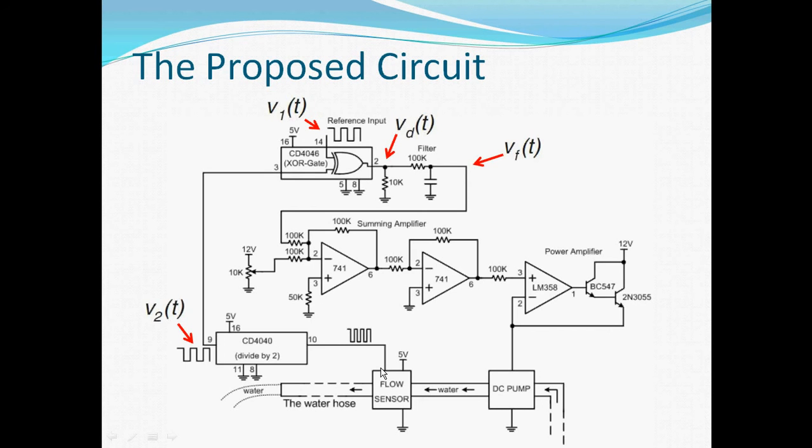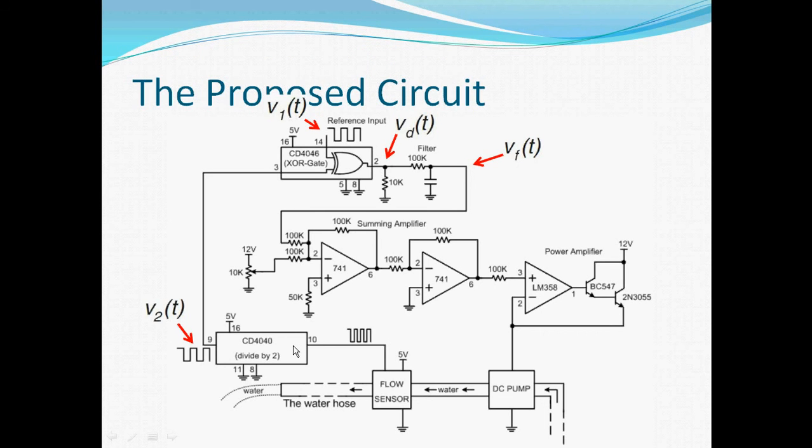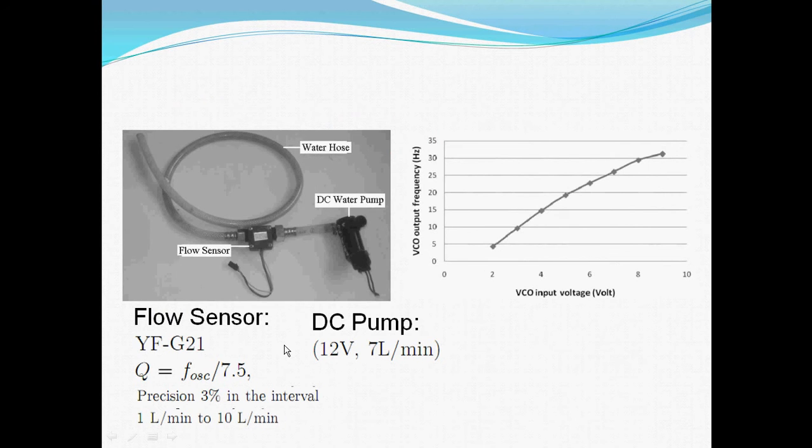Next, the output signal of the flow sensor is connected to the input of the frequency divider on the 4040 chip, whose output is connected to the other one of the inputs of the phase detector. The frequency divider that is employed within the loop reduces the frequency difference. Here, a frequency divider by 2 is designed.